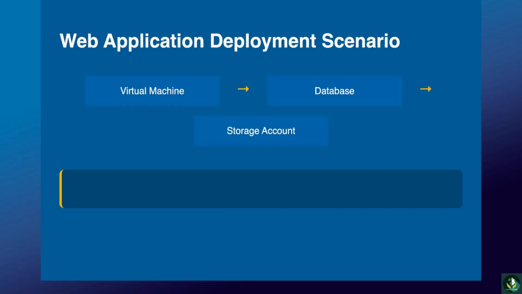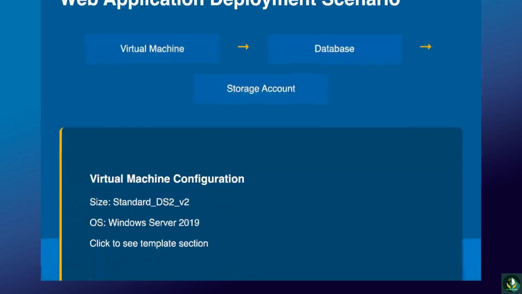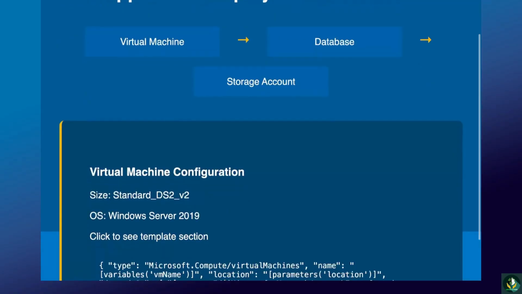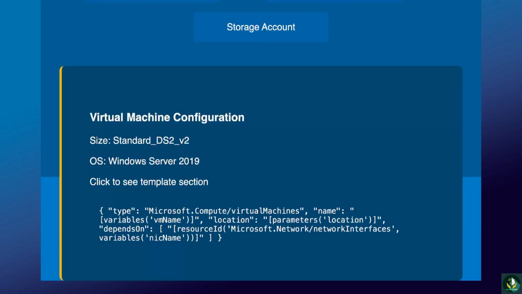The virtual machine serves as the web server hosting the application. When configuring this virtual machine, we specify its size as Standard DS2 v2, for example, and select Windows Server 2019 as the operating system. This configuration provides sufficient resources for a standard web application.